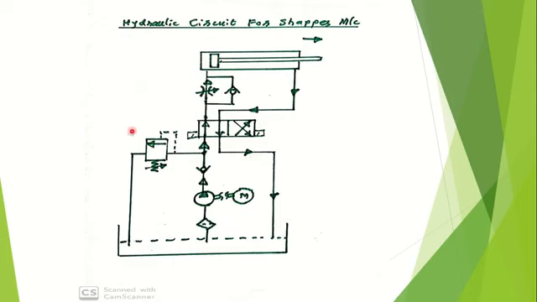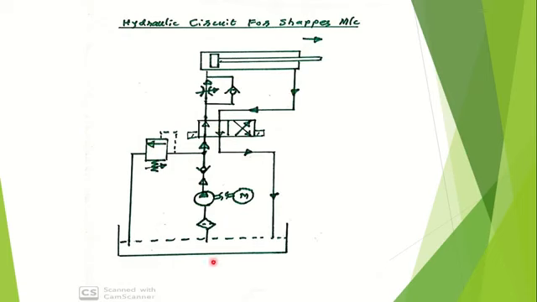Here we are going to decide what the other components of the hydraulic circuit for shaper machine are. First is the tank, which is used to store the hydraulic oil. Second is hydraulic oil. Third is suction strainer. Then the pump, which is coupled to an electric motor. Check valve, pressure relief valve, direction control valve, flow control valve, actuator, along with pipelines.